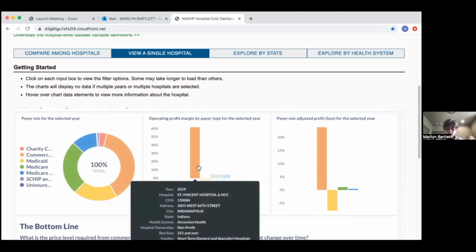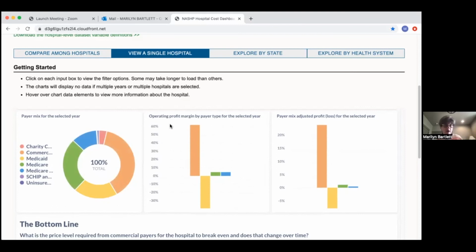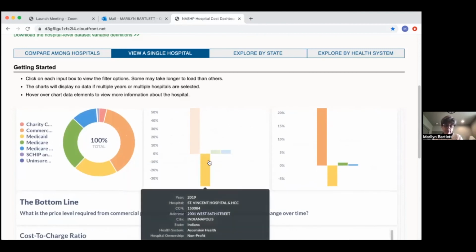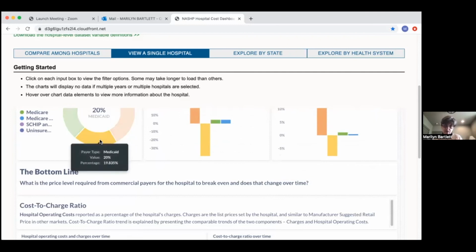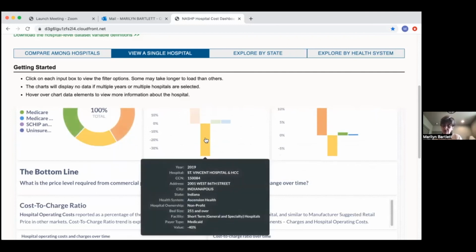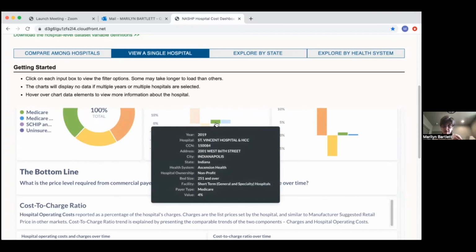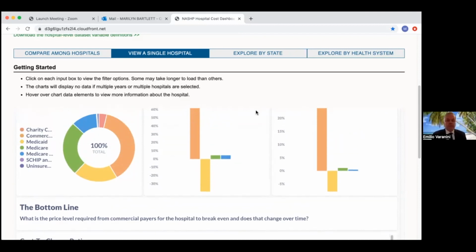We then look at what was the profit margin. This is the operating profit margin by payer type for that particular year. Now in commercial, it was 39% of their population, and the profit margin was 62%. We get to Medicaid, and it's a different story. Medicaid profit margin, they lost 40% on Medicaid. But you have to keep in mind the payer mix. It's about 20% of their payer mix. On Medicare, they're showing a 4% profit margin on Medicare and Medicare Advantage.